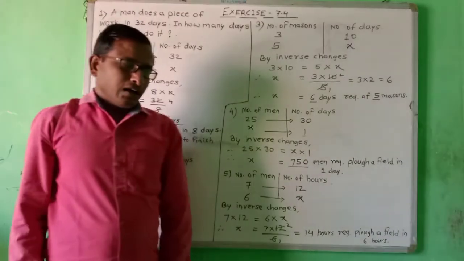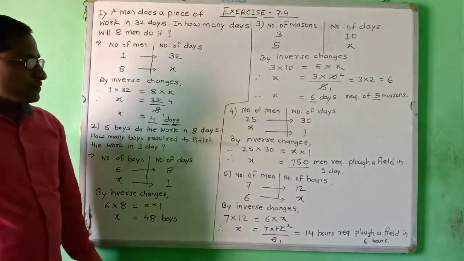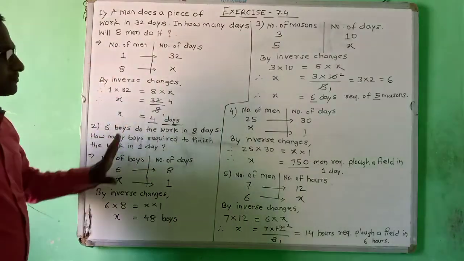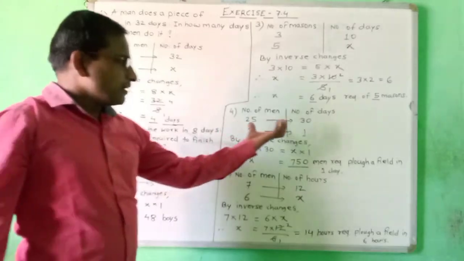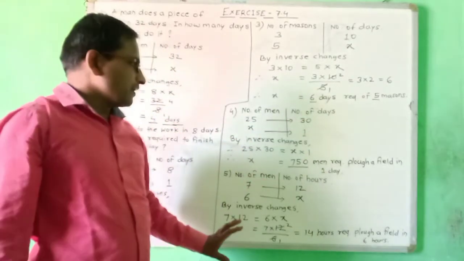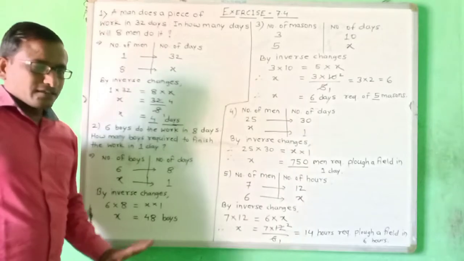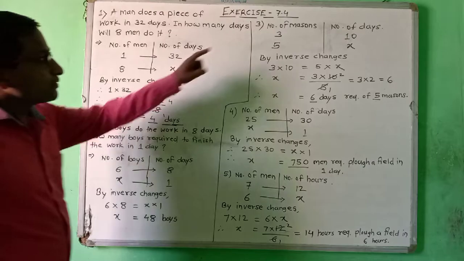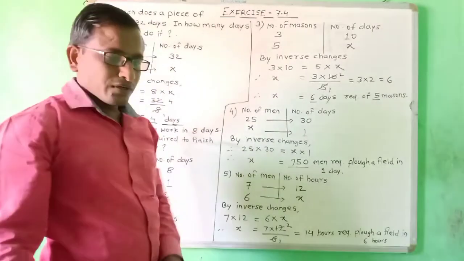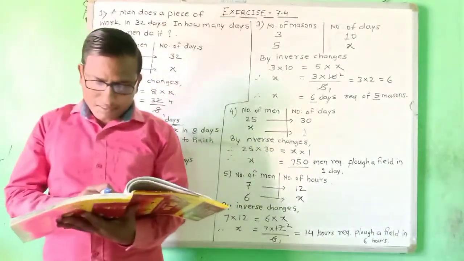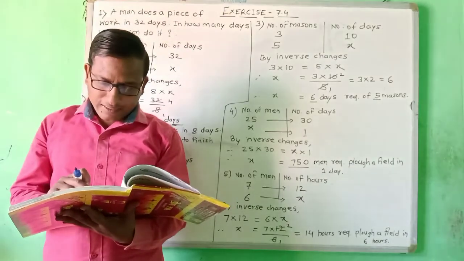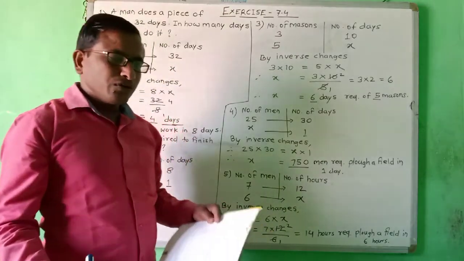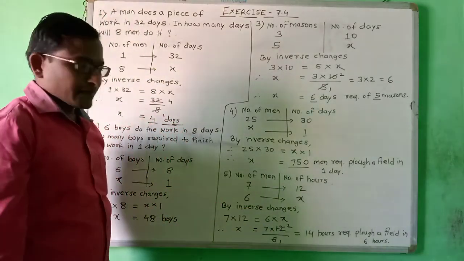So here I will solve 5 examples. See, here only do the multiplication and then you simplify it. So you write the question from the textbook and then write the solution. 1, 2, 3, 4, 5. Then the remaining 6, 7, 8, 9 and 10, you do it. Thank you.